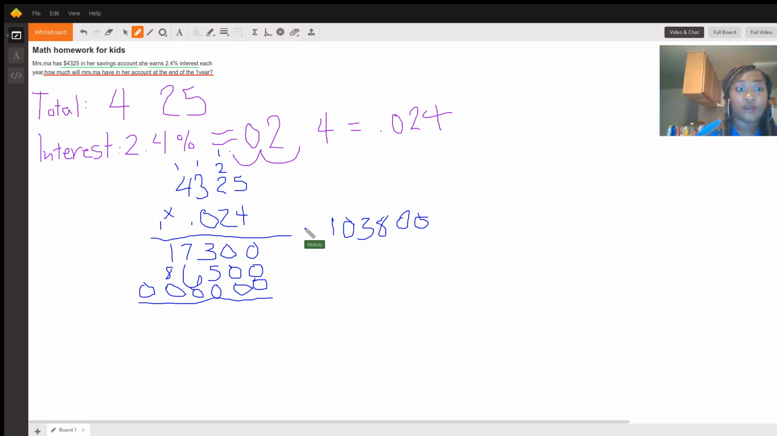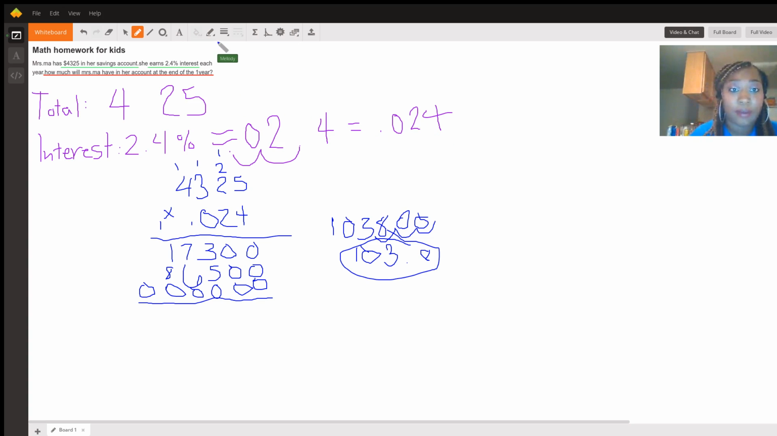All right. So now we need to go over 1, 2, and 3 decimal places. So we're here. 1, 2, and 3. That gets us approximately 103.8. So what we're going to do with that 103.8, we're simply going to add it to the total that was given to us, because it says, how much will Mrs. Ma have in her account at the end of the year?